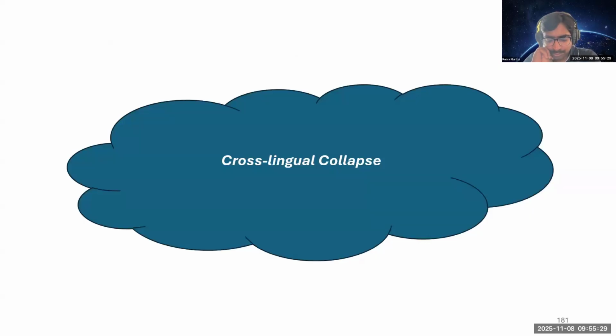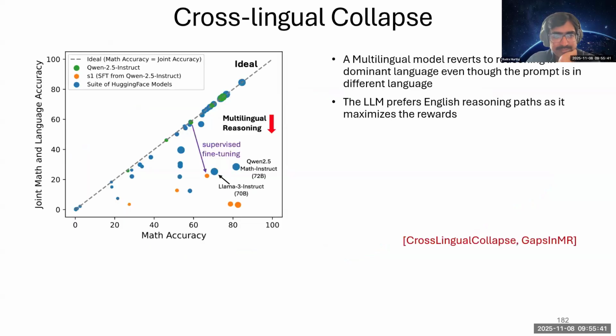Okay. Now we have observed this phenomenon, right? Irrespective of the language of the query, the model tends to reason in English predominantly. And this is called cross-lingual collapse. Moving on to the next slide.